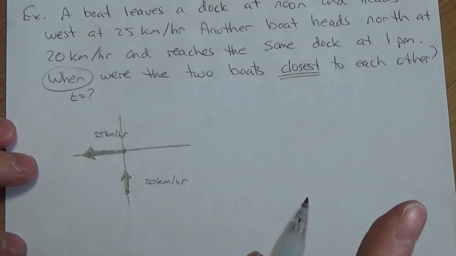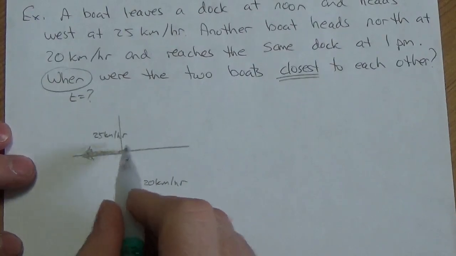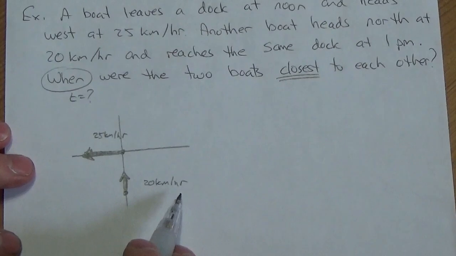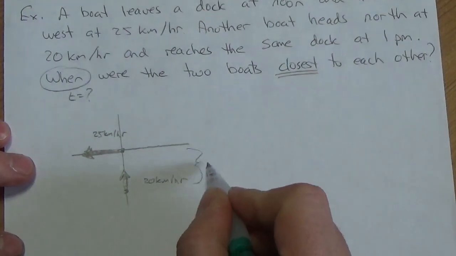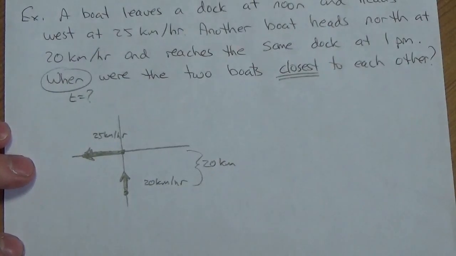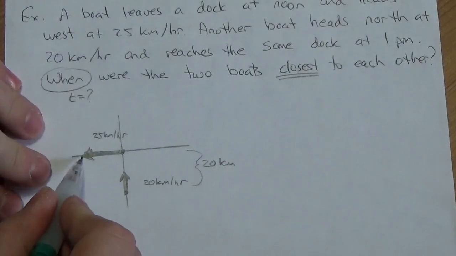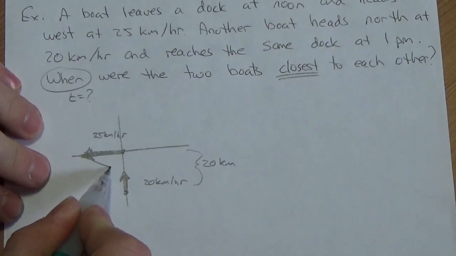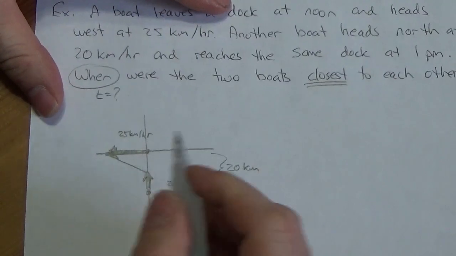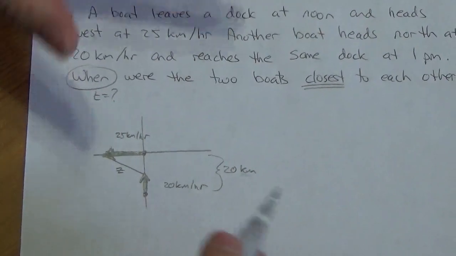But I'm given one other bit of information here, that an hour later, that boat reaches the dock. Now, if it traveled 20 kilometers an hour for an hour, we know that it was 20 kilometers away from that dock. So it was 20 kilometers south here. Now, we're going to create a triangle here between those two. And what we're interested in here is, let's call this Z here. We're interested in minimizing the distance between those two.